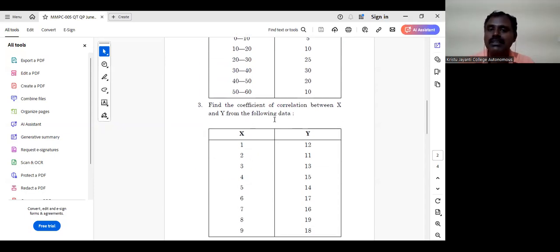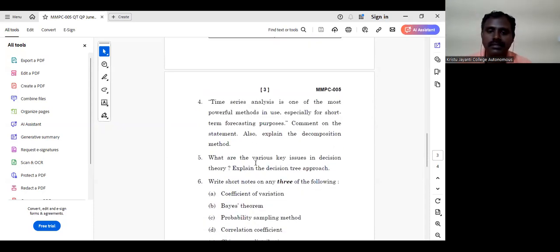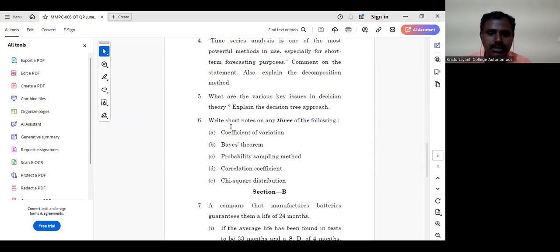Then the next one, they're asking, find the coefficient of correlation between X and Y from the following. Okay, this question is also almost a repetition of the questions only. So calculate the coefficient of correlation. Then they asked here time series analysis. They asked then decision theory, decision tree approach.